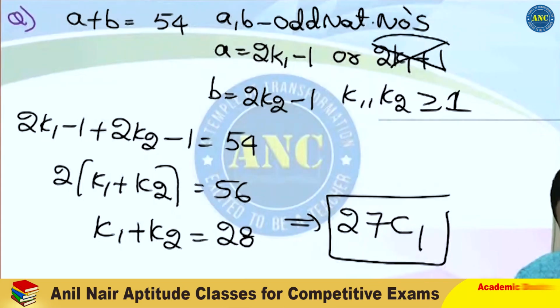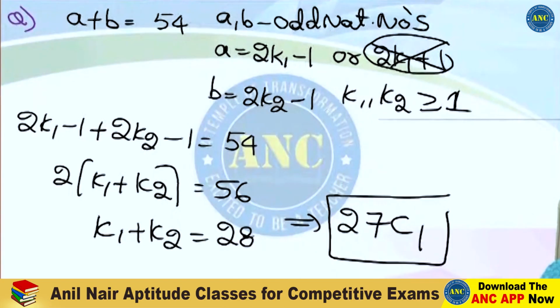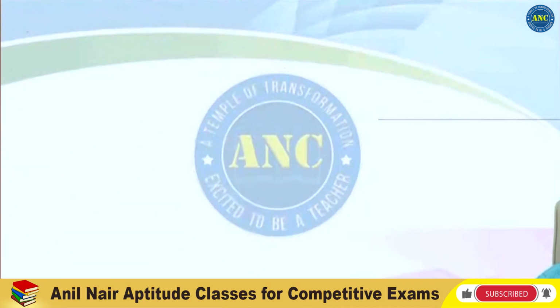Sir, can I do 2k1 plus 1? I will tell a method for when the variables start from 0 that you can use to get the answer. Simply with practice, you will get the answer very, very fast. 2k1 minus 1, 2k2 minus 1. 2 into k1 plus k2 is 56, k1 plus k2 is 28. Answer is 27C1.